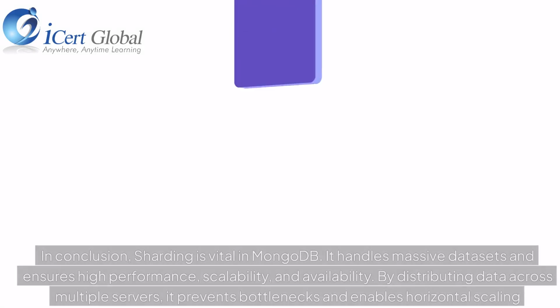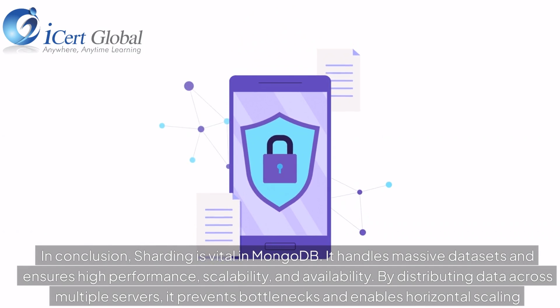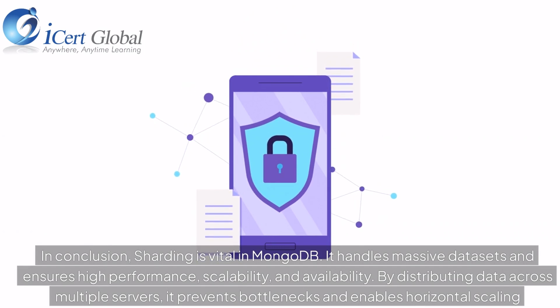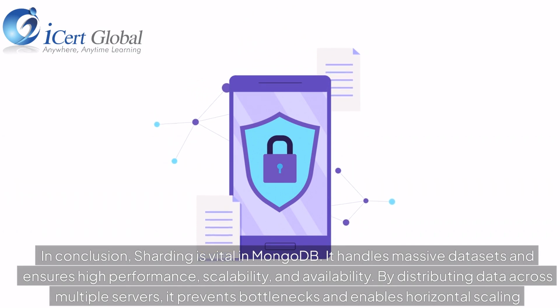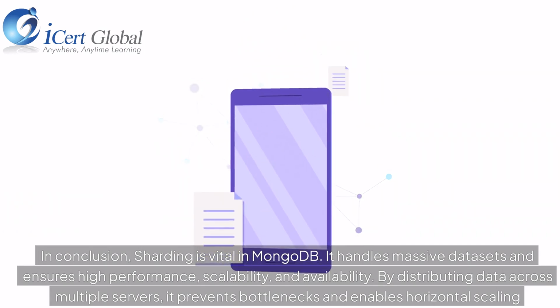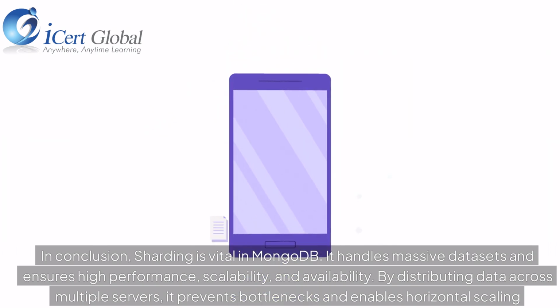Conclusion. In conclusion, sharding is vital in MongoDB. It handles massive datasets and ensures high performance, scalability, and availability. By distributing data across multiple servers, it prevents bottlenecks and enables horizontal scaling.